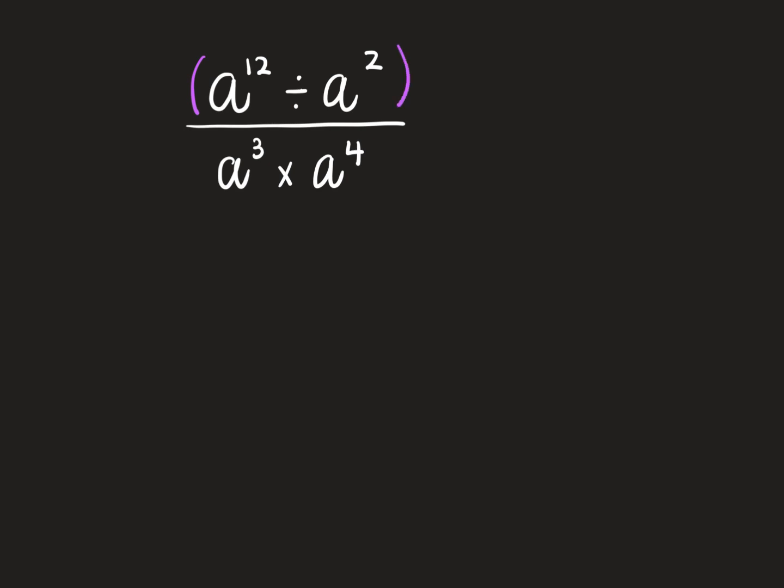How about this one? How would we do this? Press pause and give it a go. Well, I'm going to start with the top. A to the power of 12 divided by a to the power of 2. 12 minus 2 is going to be a to the power of 10. I'll just do my fraction there again. I'm next going to do this bit down here. A to the power of 3 times a to the power of 4. Bases are the same, I'm multiplying, so I add. 3 plus 4 is 7. Next one, what have I got? I've just got a division here. A to the power of 10 divided by a to the power of 7. 10 minus 7, a to the power of 3.